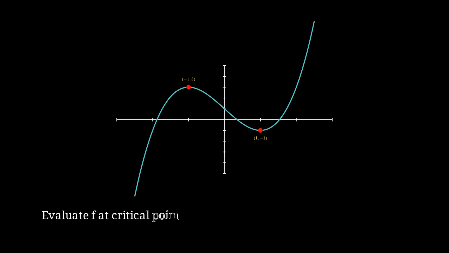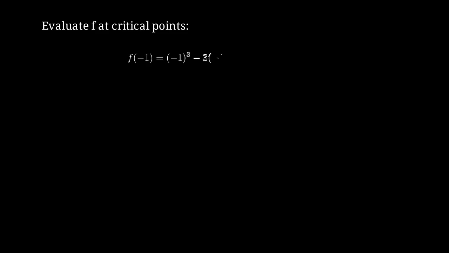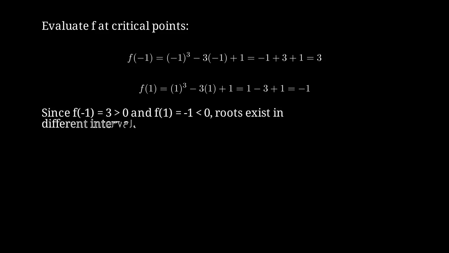Let's evaluate the function at these critical points. f(−1) = (−1)³ − 3(−1) + 1, which equals 3. f(1) = 1³ − 3(1) + 1, which equals −1. Since f(−1) is positive and f(1) is negative, the intermediate value theorem guarantees roots in different intervals. Now let's check the behavior as x approaches infinity.